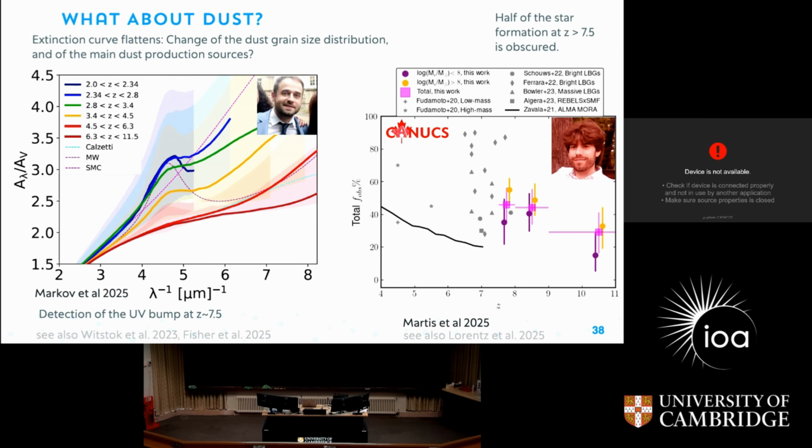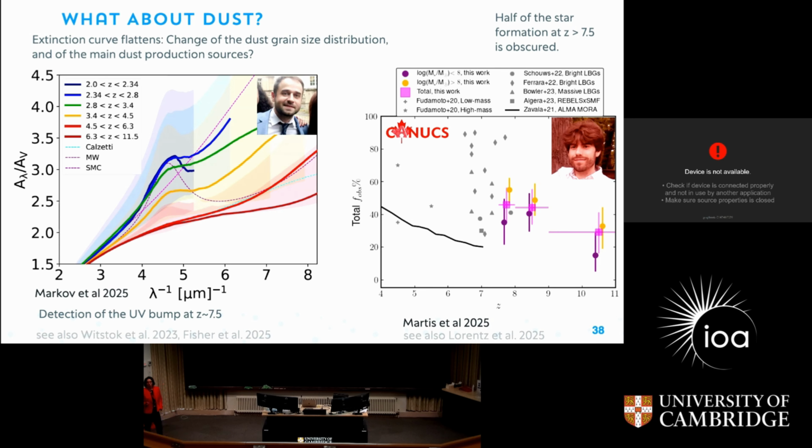It could be for many reasons. It can be a change of the dust grain size distribution, maybe a change of the dust production sources. So basically, this is the first step for us to measure in order to then really tell what is going on in those early galaxies.